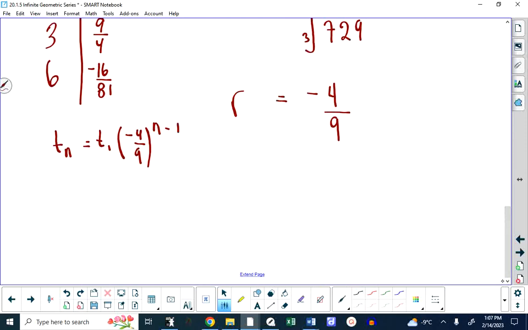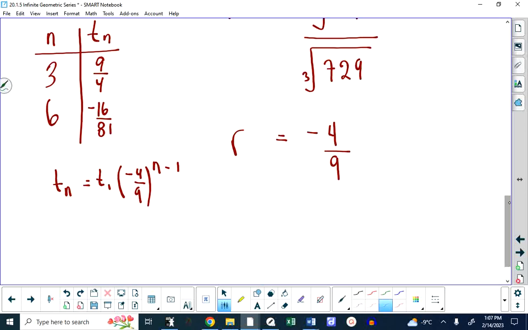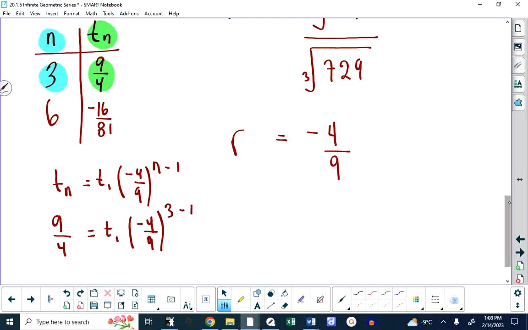So I'm going to put in for n 3. This is actually not a very quick, simple question. Not if you're going to do it on paper. And for Tn, I'm going to put 9 quarters. I could use the other point instead, but the numbers are bigger and one's negative. So I get 9 quarters equals T1 times negative 4 over 9 raised to the 3 minus 1.